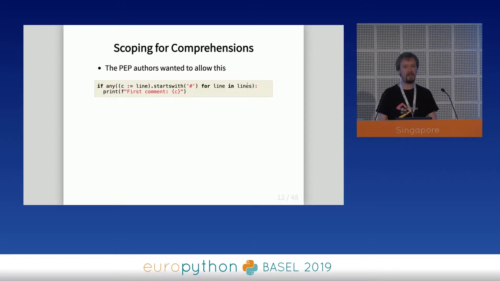Another thing that was required for this PEP was scoping rules for comprehensions. In list comprehensions, dict comprehensions, and any other type of comprehension, the names introduced inside the for here are actually local to this comprehension in Python 3. But for assignment expressions, it was decided to allow these names to be usable after the comprehension is executed, in order to basically allow this pattern of usage where I want to use this assignment expression inside the any function.